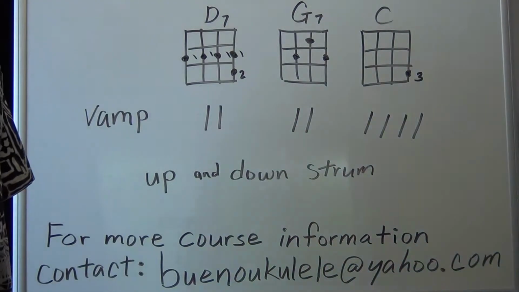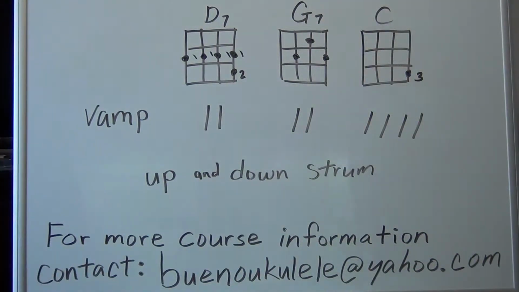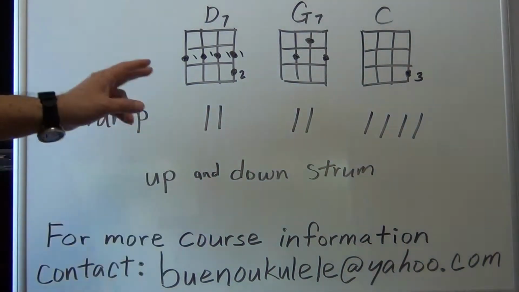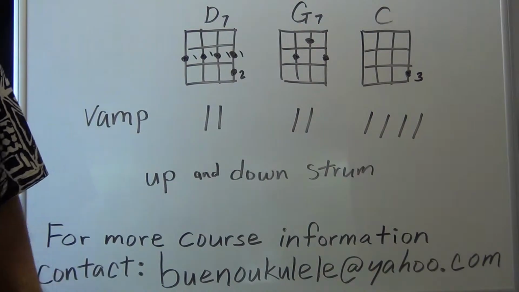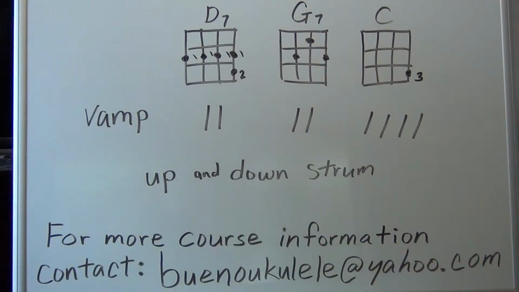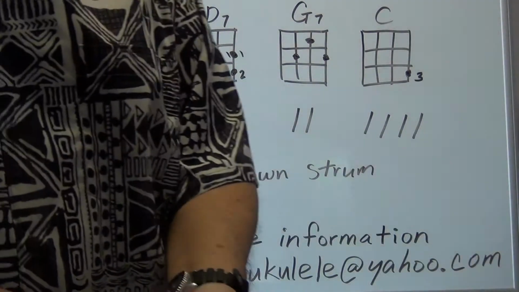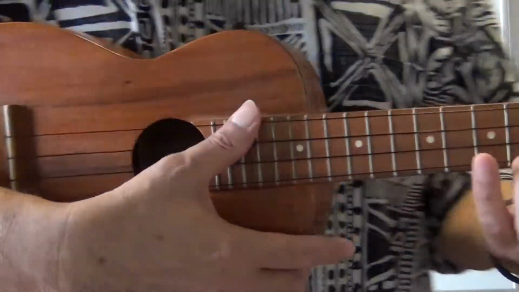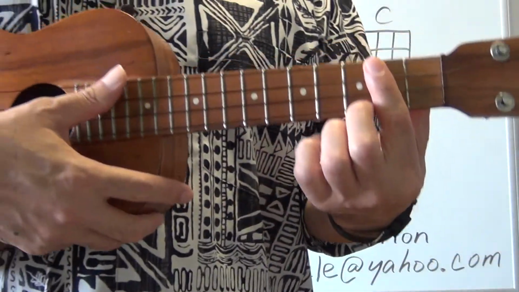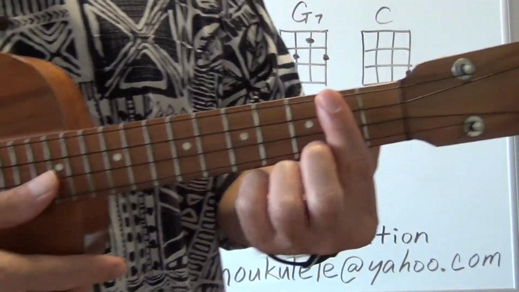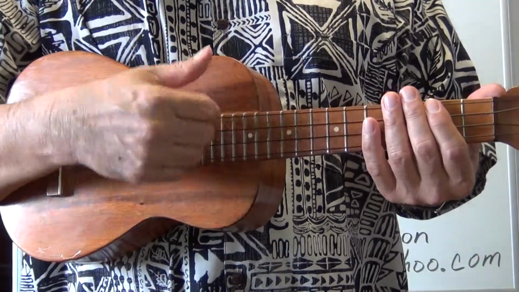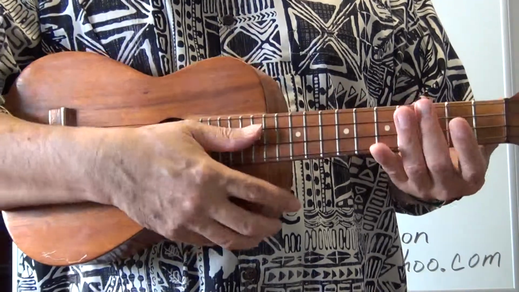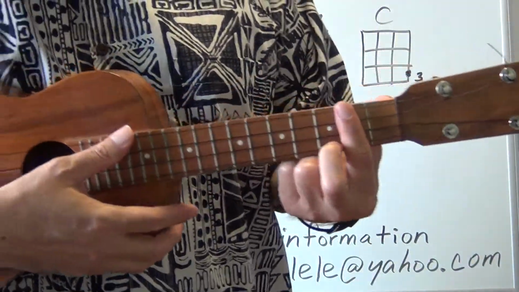Okay, so if you need to, pause the tutorial and do a chord cog exercise for these 3 chords, because we're going to start in about a second and we're going to do the vamp. Okay, here we go. We're going to be doing the D7, G7, and C, 2, 2, and 4. Up and down strum. You already know where your strum zone is, and you know how to do the up and down strum as discussed in the previous tutorial.